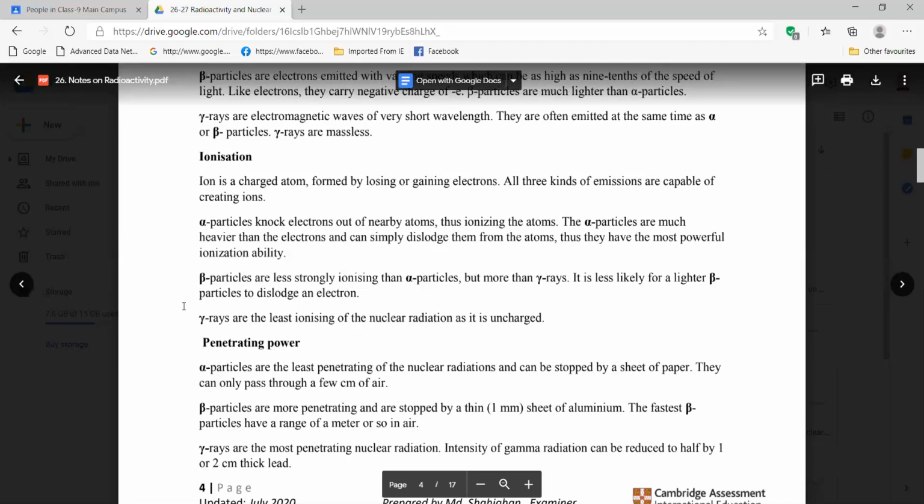Yes, sir. Is it clear, everyone? Yes, sir. So can you sum up then about alpha, beta, gamma, their ionization? Aisha, can you tell us what you understood from the discussion?